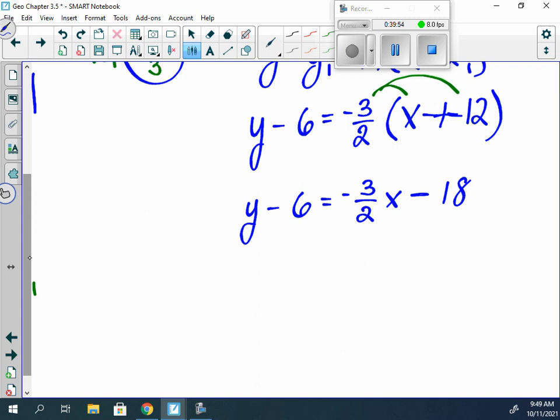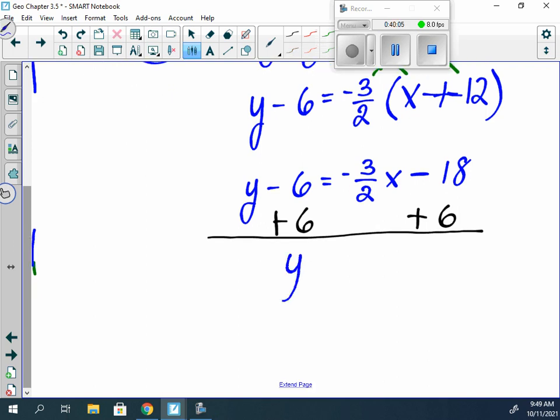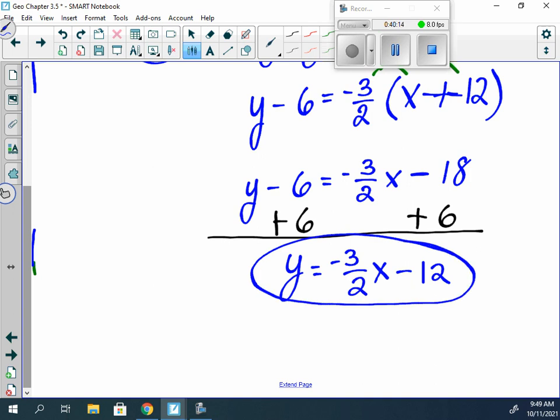And last but not least, what do we need to do? Add 6 to both sides, which would tell us that y equals -3/2 x minus 12. And that's it. Any questions on any of this here? Any questions on anything we've done so far today? Okay.